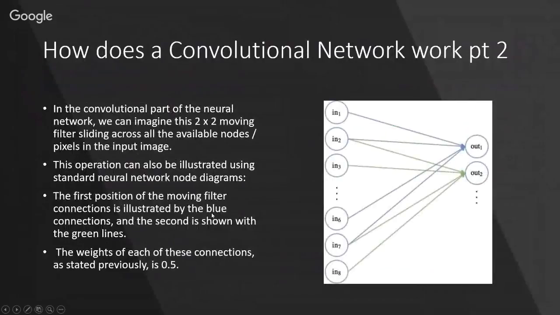How do convolutional networks work? In the convolutional part of the neural network, we can imagine this 2x2 moving filter sliding across all available nodes, the pixels in the input image. This operation can be illustrated using a standard neural network node diagram. The first position of the moving filter connection is illustrated by blue connections, and the second is shown by green lines. The weight of each of these connections, as stated previously, is 0.5.